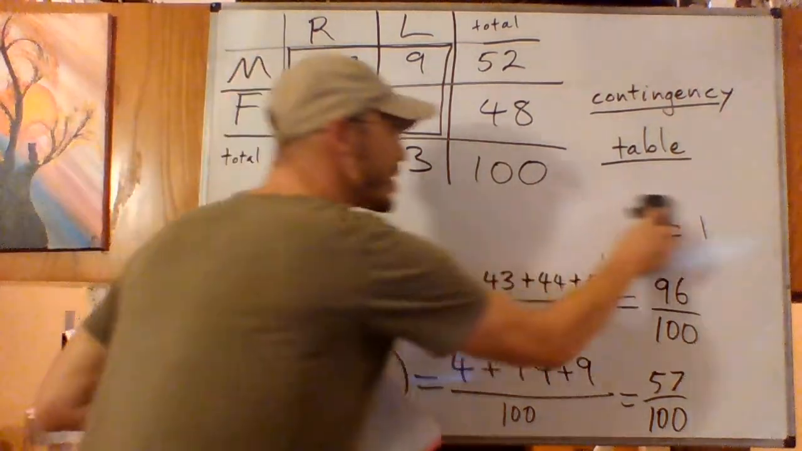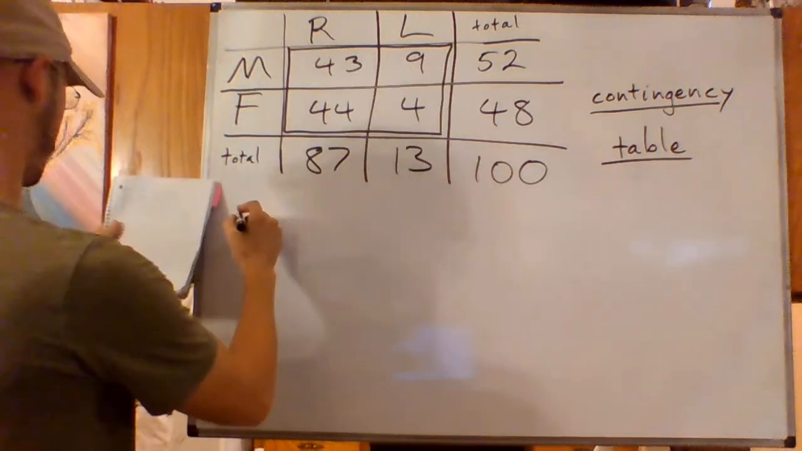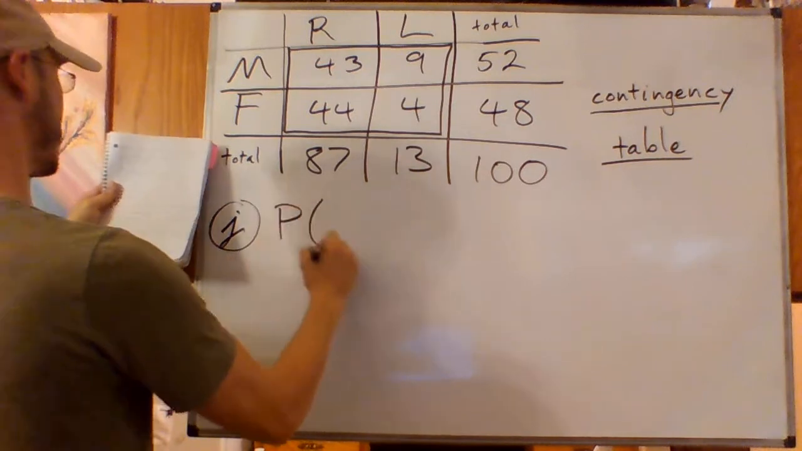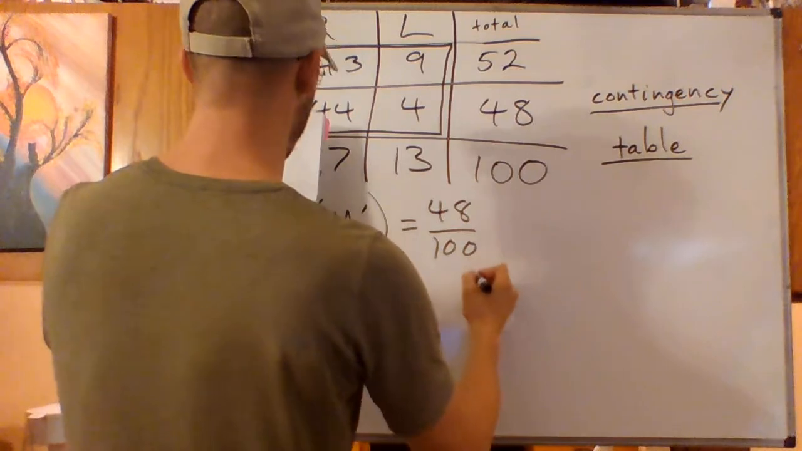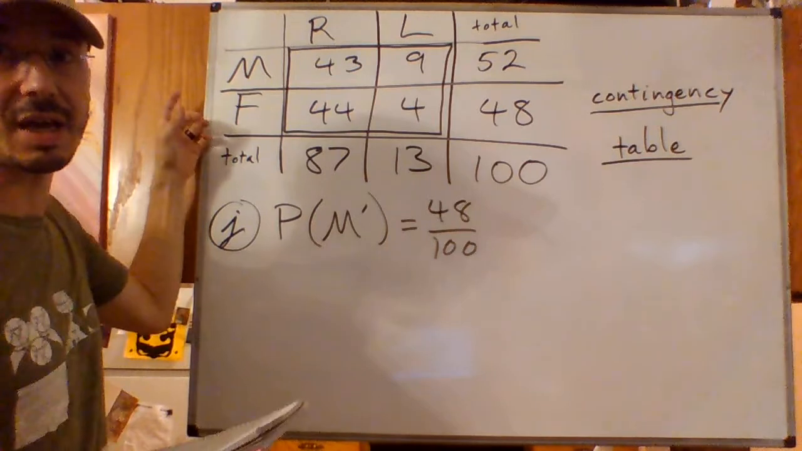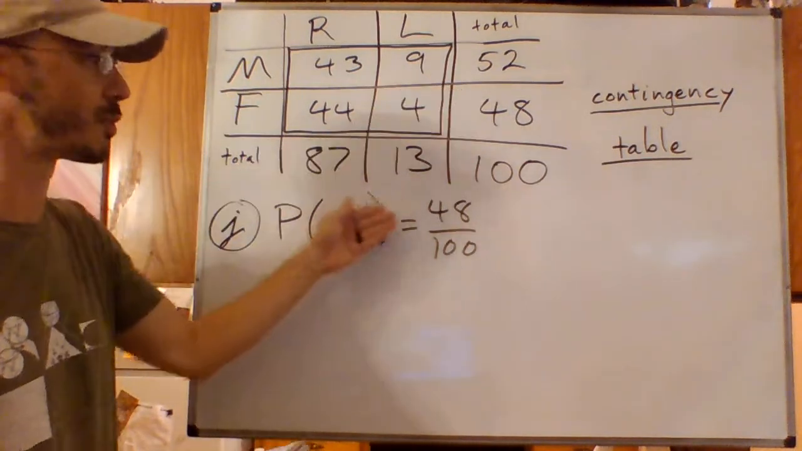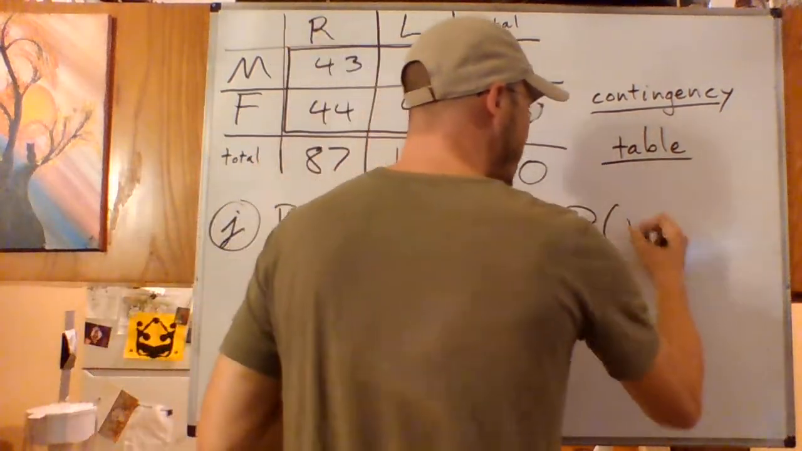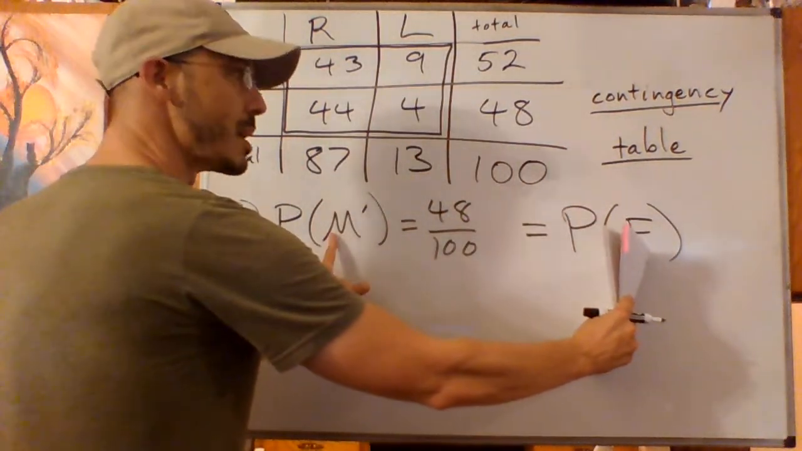The next one I have is part J. Says the probability of M prime, that's 48 out of 100. And that's because M prime is F in this case. All the people that aren't males are females, those 48 out of 100. So the probability of M prime is actually identical to the probability of F, because those are really the same event.